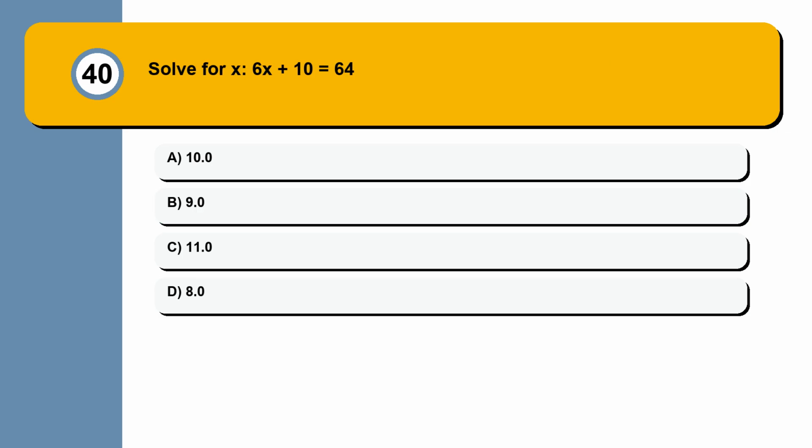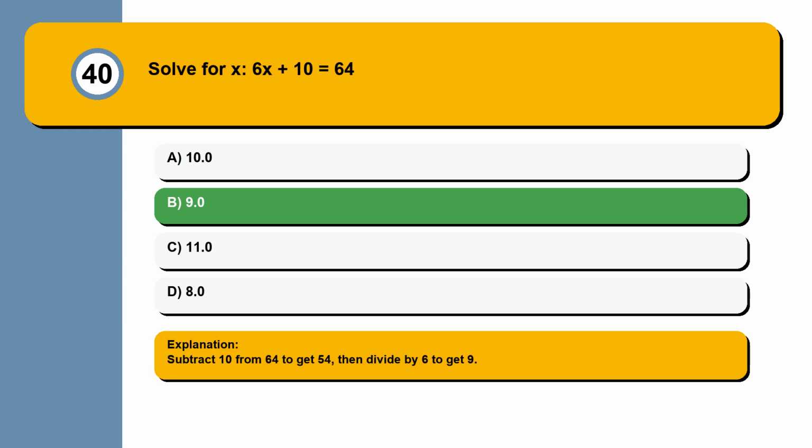Question 40. Solve for x, 6x + 10 = 64. 10.0, 9.0, 11.0, 8.0. Subtract 10 from 64 to get 54, then divide by 6 to get 9.